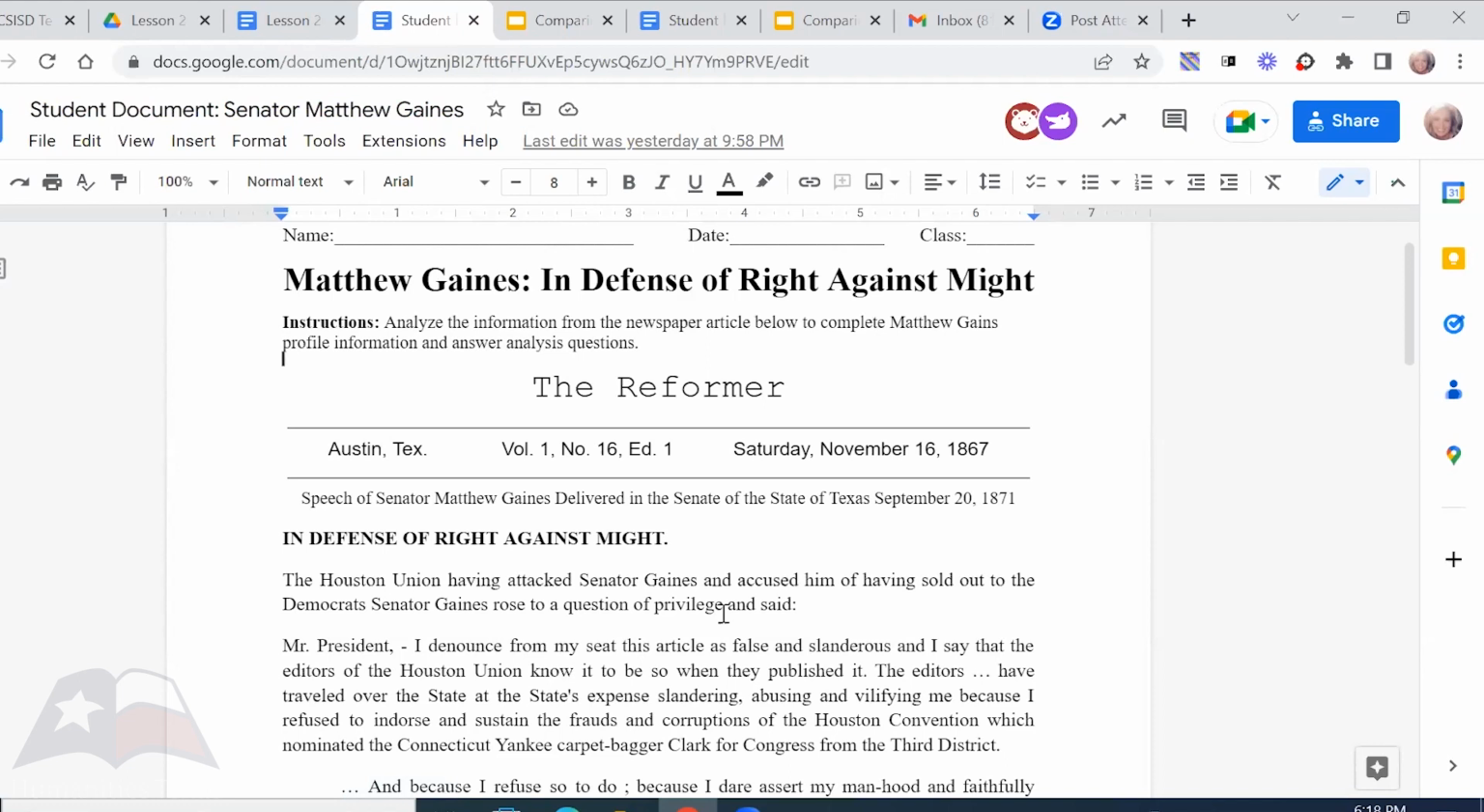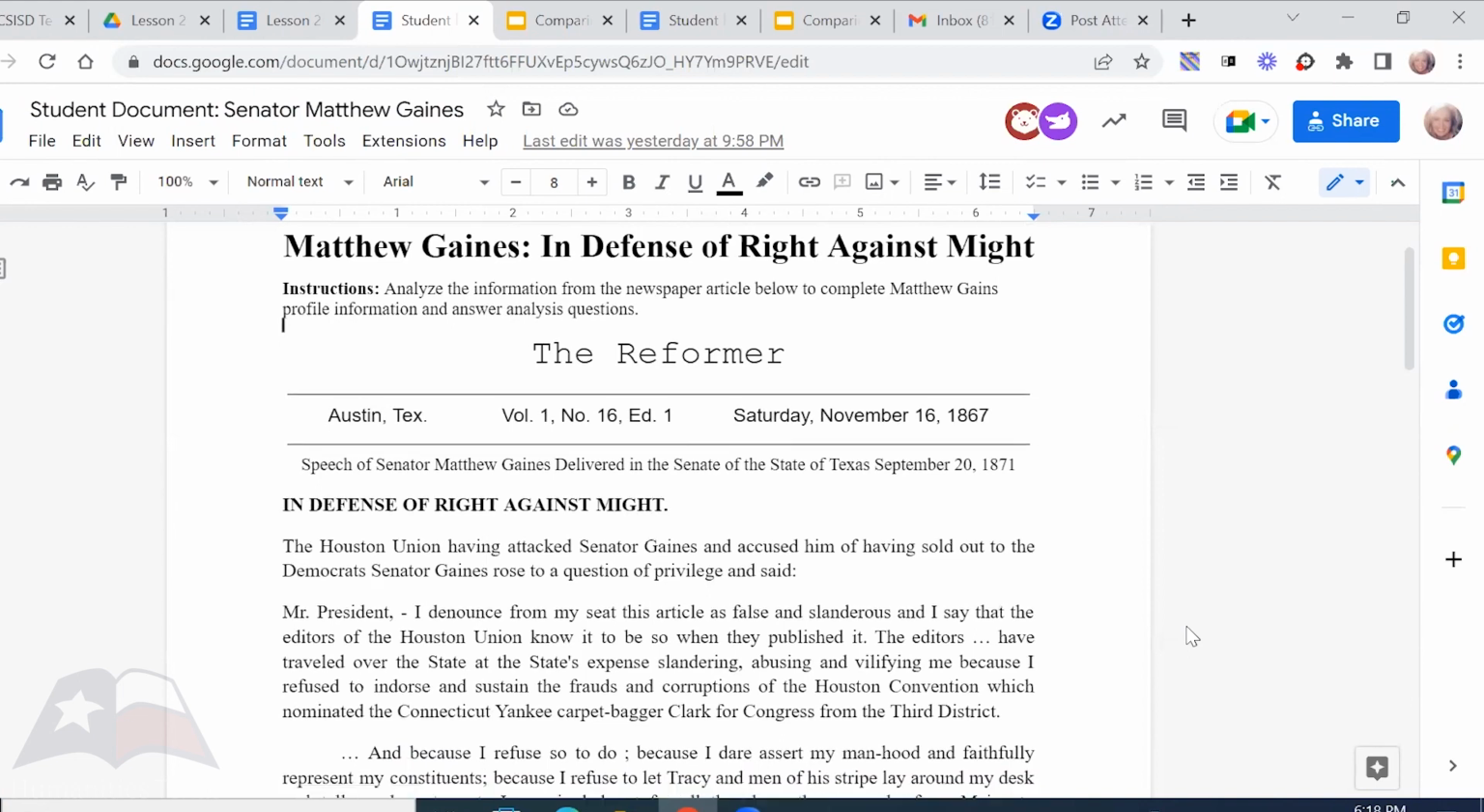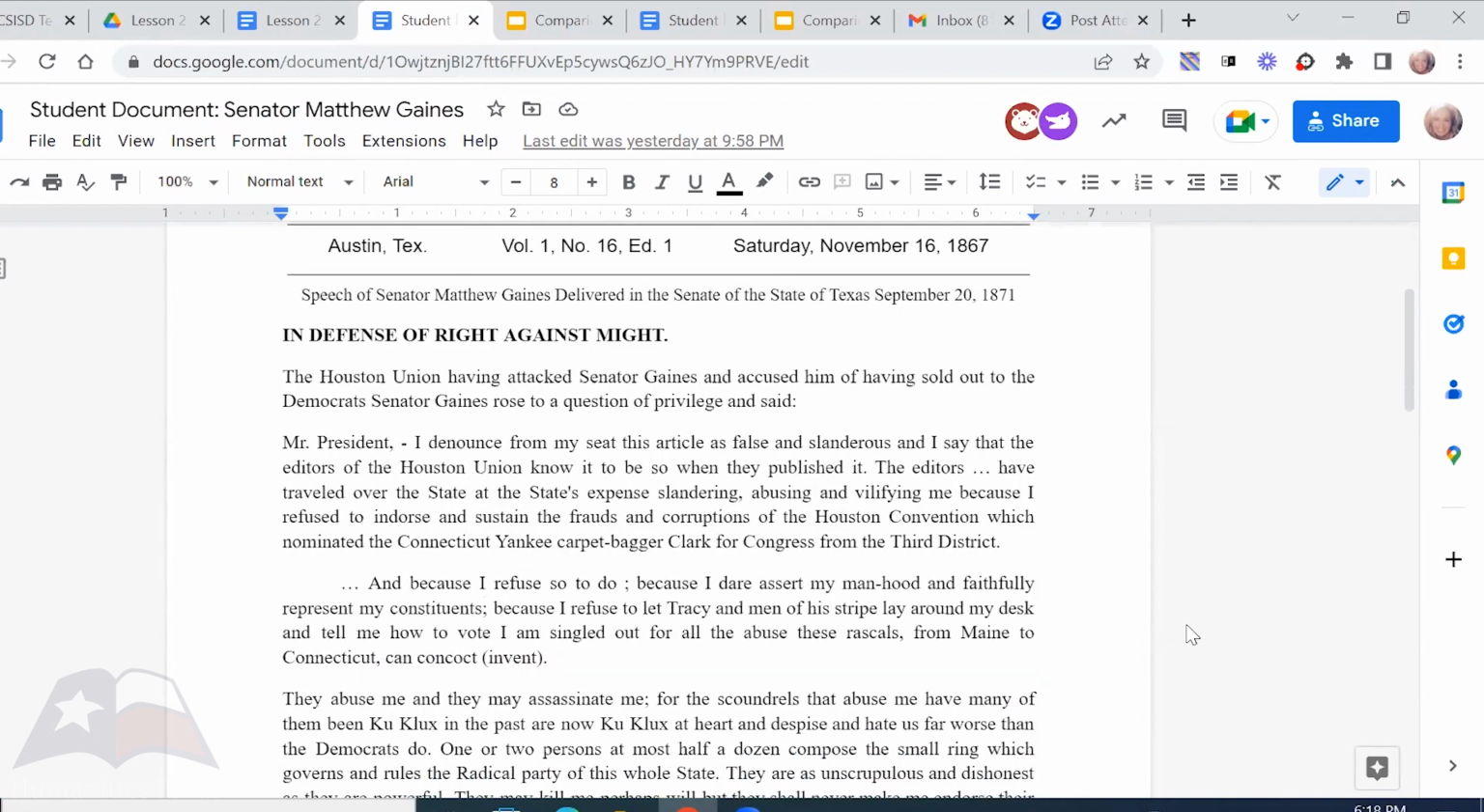What I have not done is provided you with a bio of his life. I did link that at the bottom of the lesson resources. But what I did find was this really wonderful newspaper article with his speech. It's a speech he delivered to the Senate in Texas in 1871. Here's the gist of this.